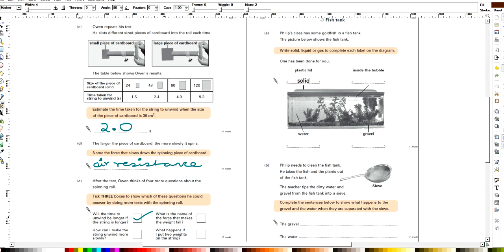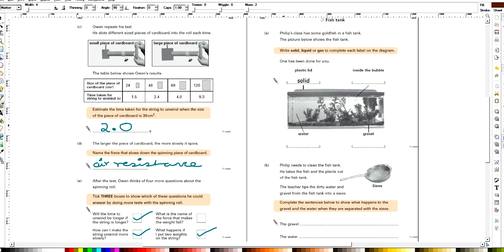What is the name of the force that makes the weight fall? No, not really. You can't test that one. That doesn't make any sense. How can I make the string unwind more slowly? You could investigate that. And what happens if I put 2 weights on the string? We could definitely do that as well. So it's all those 3, not that one.